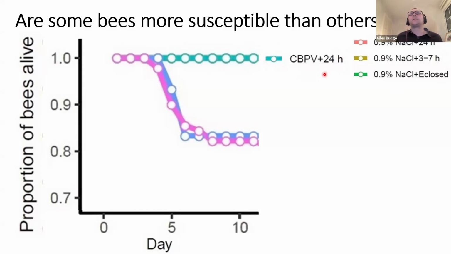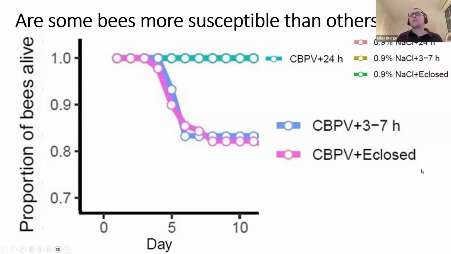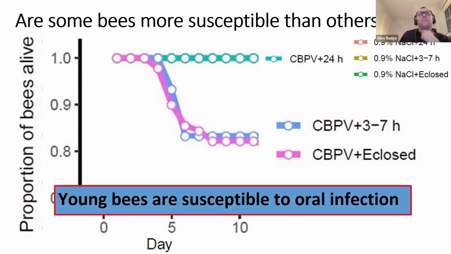So when they're 24 hours old, they don't actually die of the disease. When they're exposed when they're younger, both the groups showed a very similar pattern. And this is just one example from one experiment, but this experiment was repeated lots of different times and gave the same answer, that we just could not get the virus into bees that are either 24 or 48 hours old. It's actually the very young bees that are susceptible to oral infection with this virus. Young bees are susceptible to oral infection. Older bees are not.